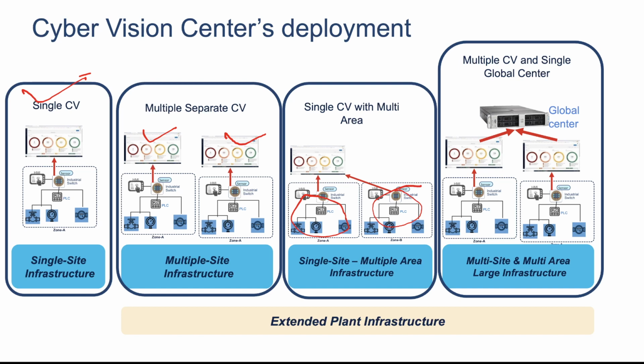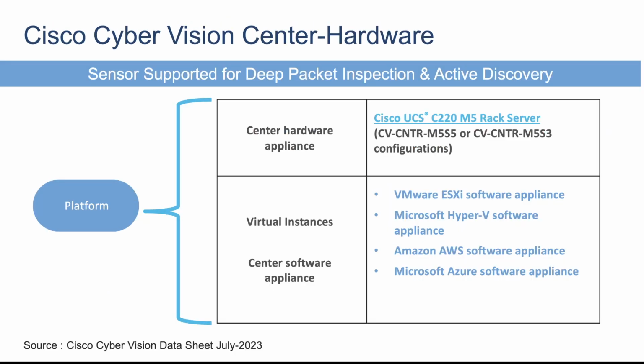For a customer with multiple factories or an extremely large, spread-out network, they can have multiple CyberVisions, say one CyberVision in London and one somewhere else, and those feed to a global center centrally. This global center monitors all the feeds coming from each of the CyberVision instances.